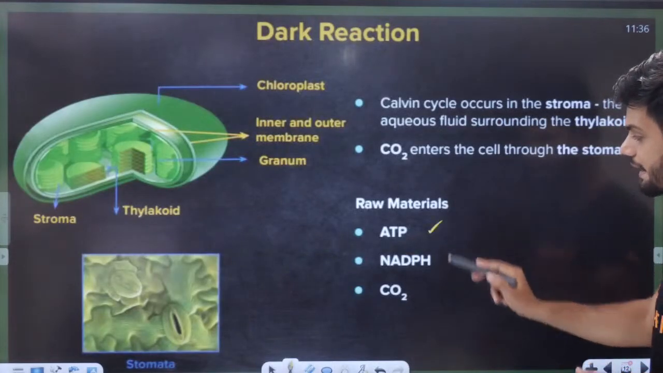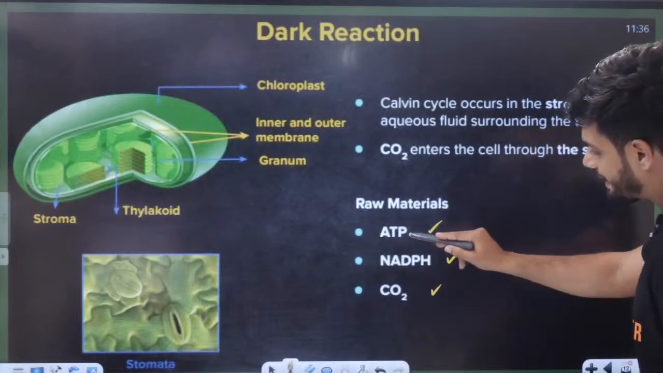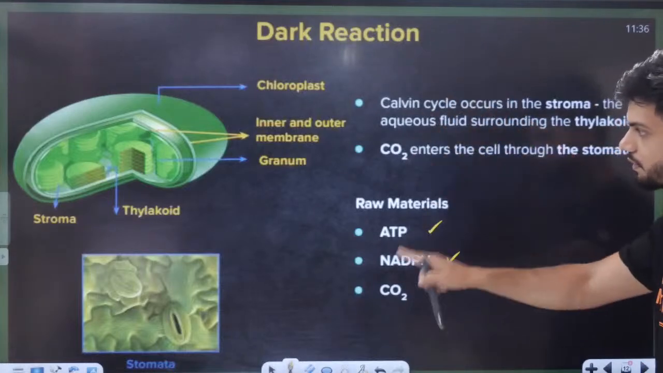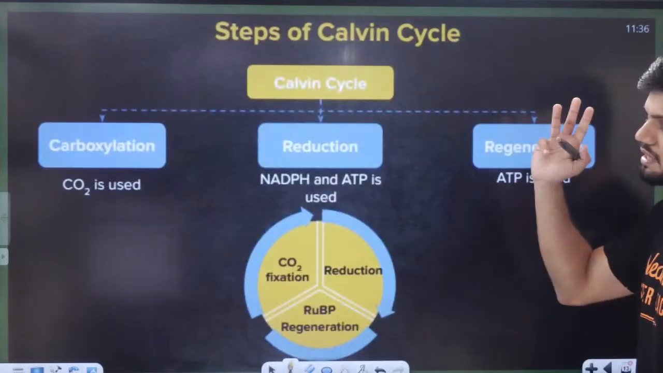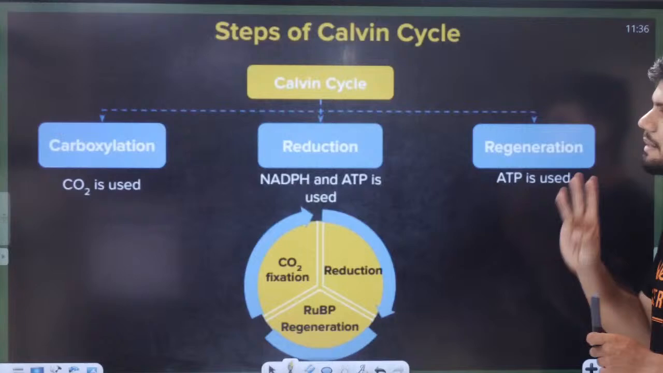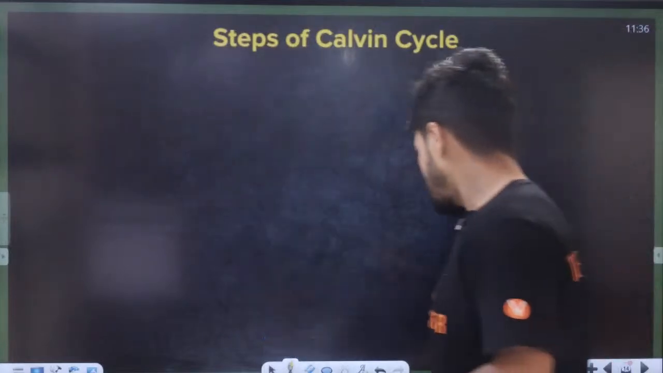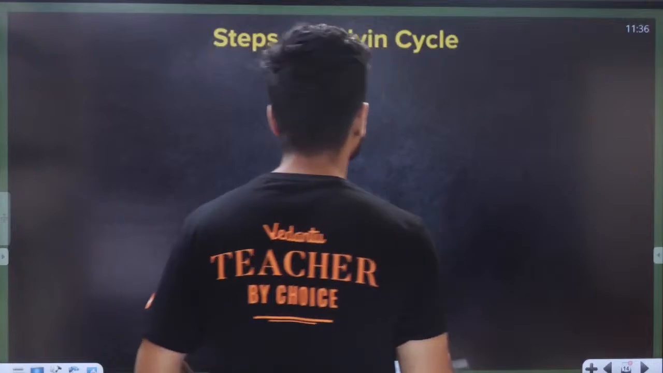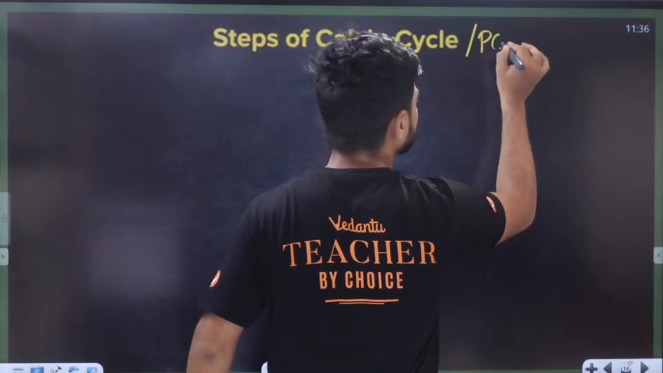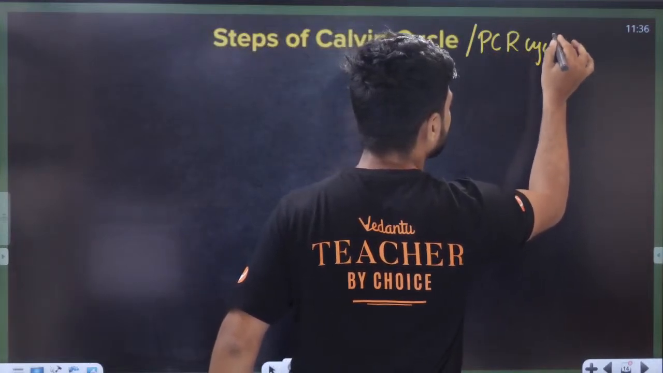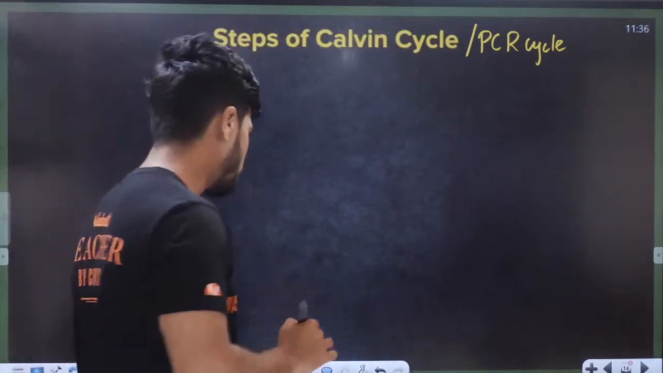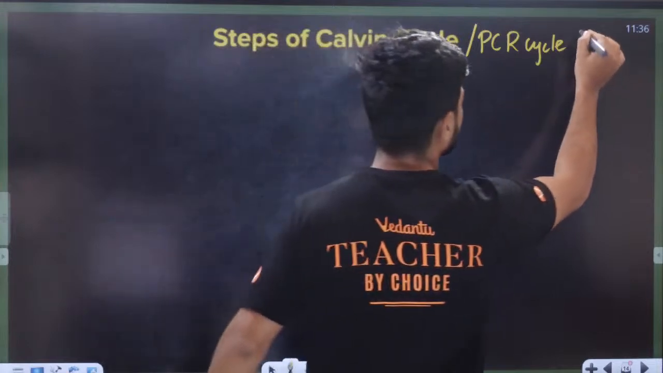Raw materials: ATP, NADPH, CO2. ATP and NADPH are produced from your light reaction. CO2 is coming from the atmosphere. There are three main steps: carboxylation, reduction, and regeneration. Three main steps in your Calvin cycle, also called your PCR cycle. Not polymerase chain reaction, photosynthetic carbon reduction cycle, also called your dark reaction.